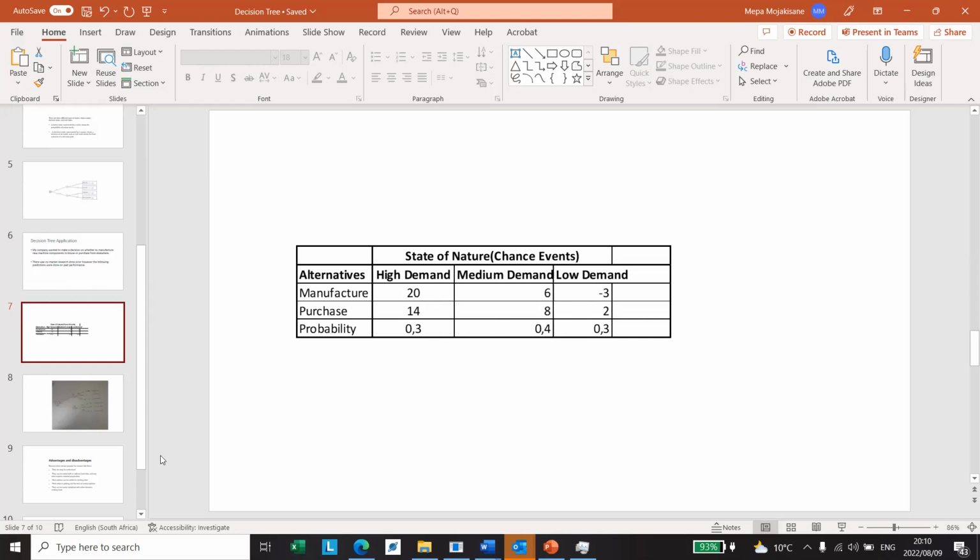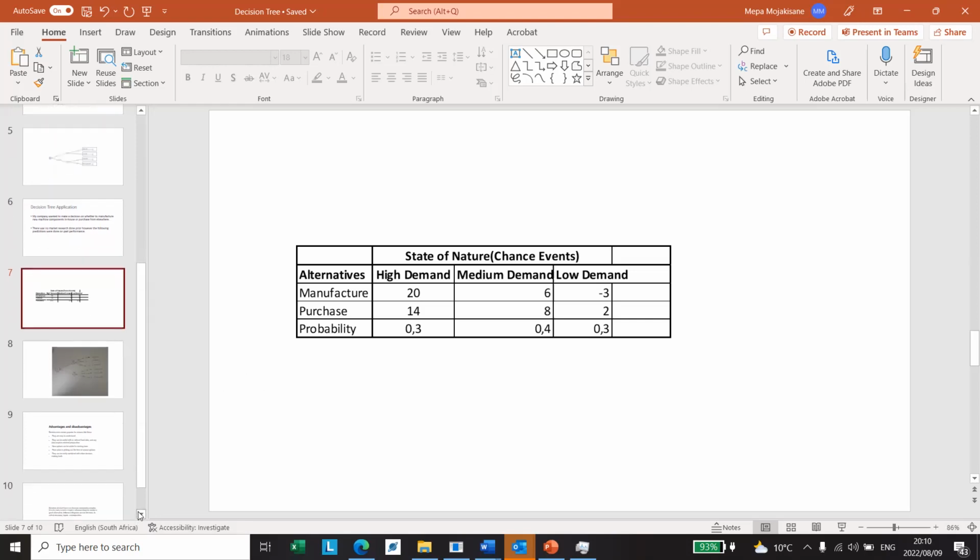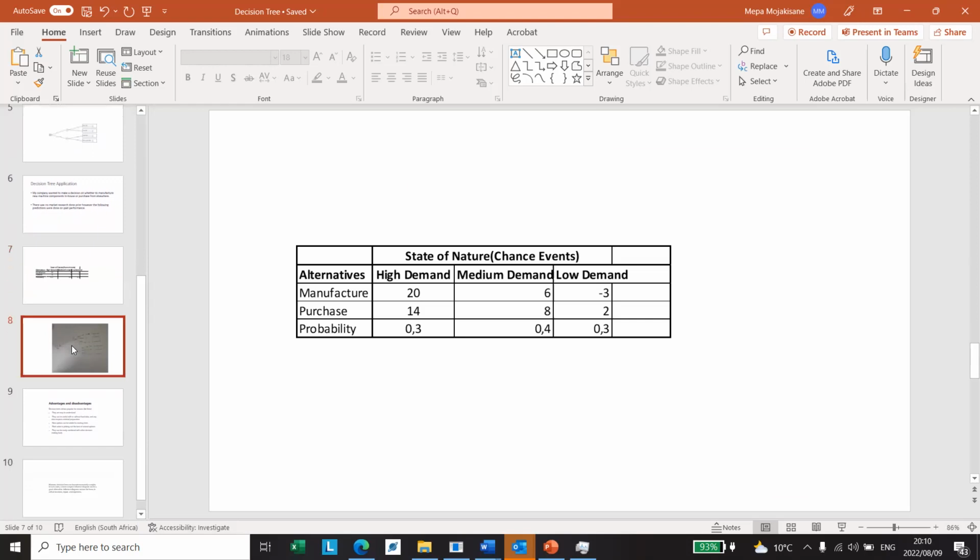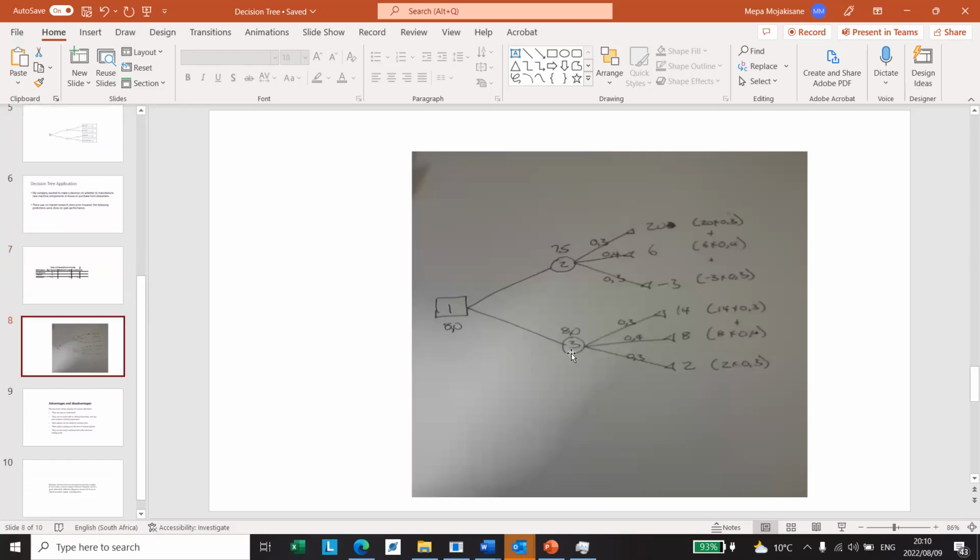Now, they go ahead. So this is what a company comes up with, and then they go ahead to the decision tree and write it down. They start at the box, and they say that is the first stage, where I put in 1, and then they move. They say, what options do I have? It's either I manufacture or I buy in-house.